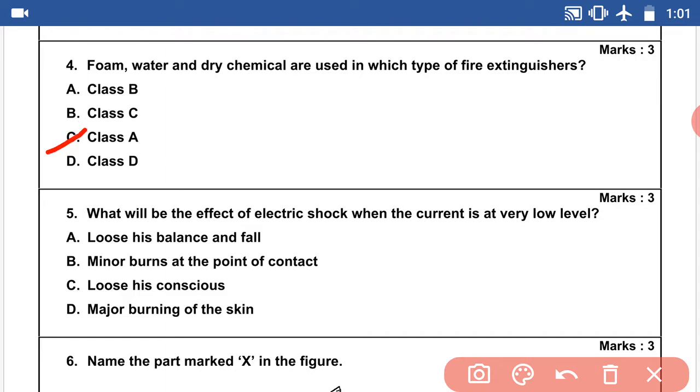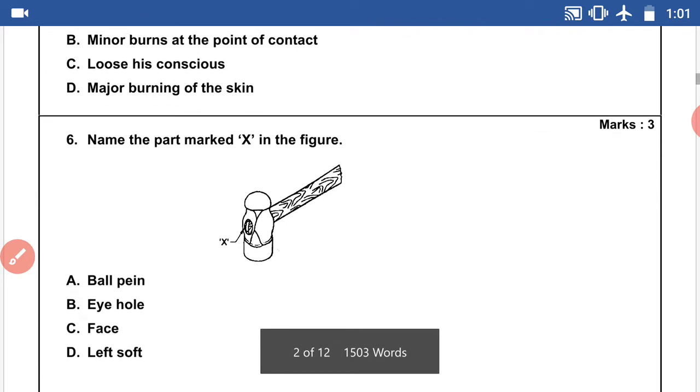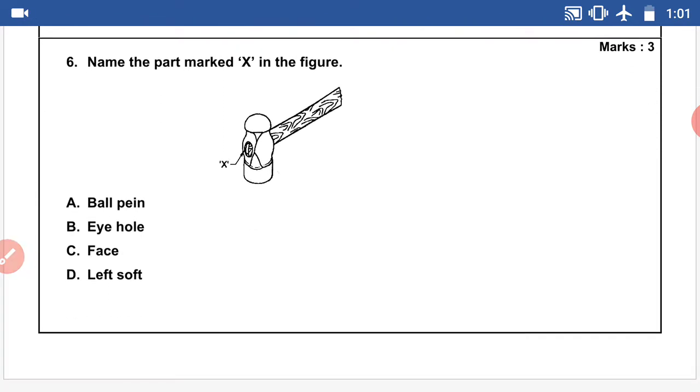Question number 5. What will be the effect of electric shock when the current is at a very low level? The answer: lose his balance and fall, Option A. Question number 6. Name the part marked X in the figure. X mark is the eye hole, Option B.